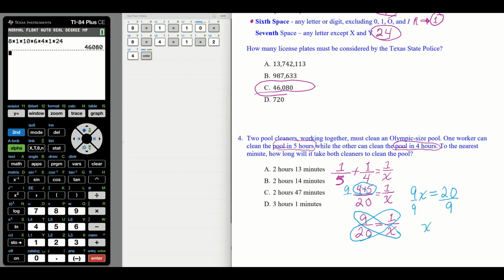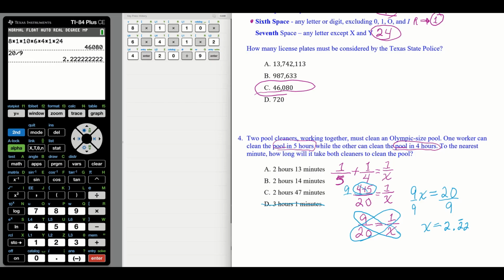Okay. And that's x equals, let's take 20, divide by 9. And that is 2.2222 hours. All right, I'm just going to put a repeating over that, okay? All right, so that gets rid of D.